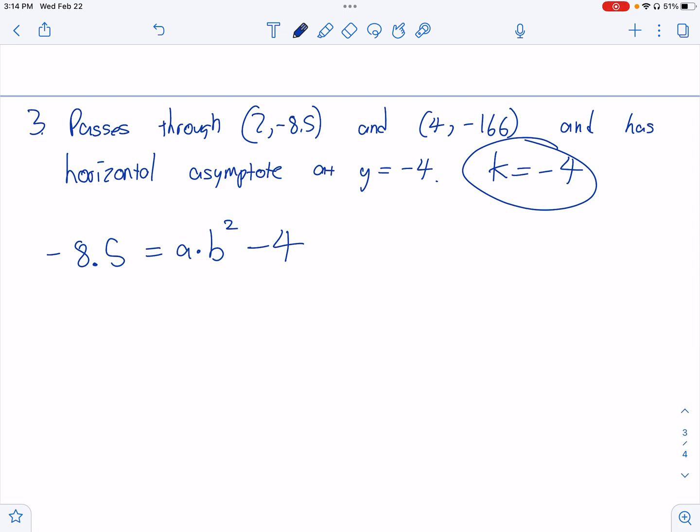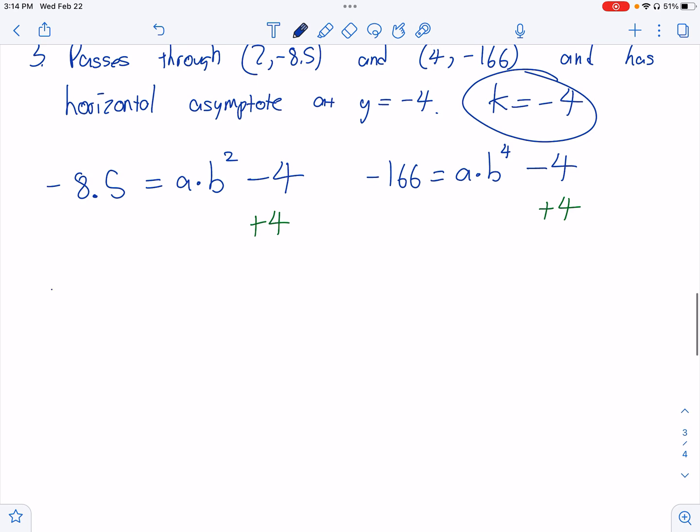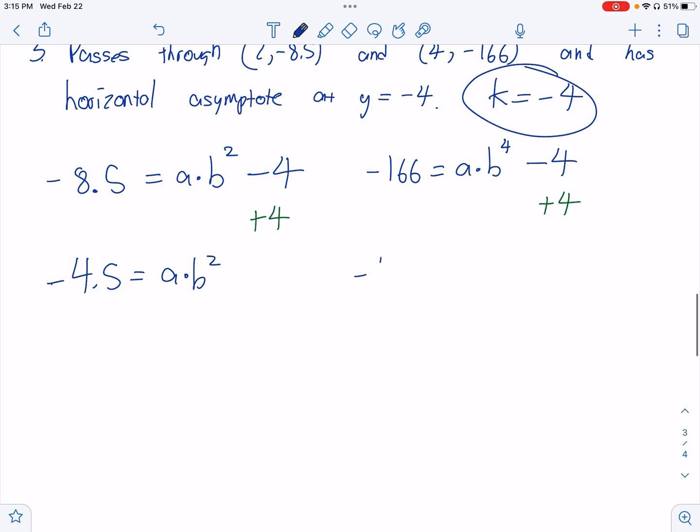And my other equation is negative 166 equals a times b to the fourth power, also minus 4. And this just adds one step to the problem because I still am going to try to isolate one variable and solve for the other. But both of these equations, I'm just going to add 4 to both sides. And now it is exactly like the previous problem, right? Negative 162 equals a times b to the fourth.